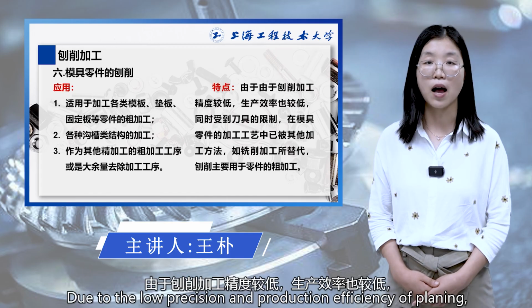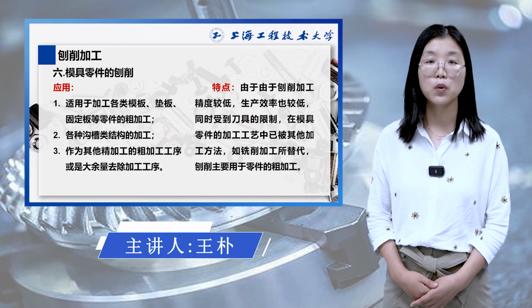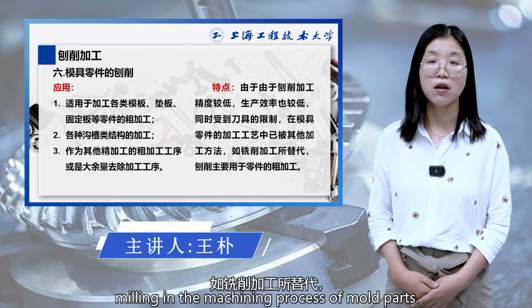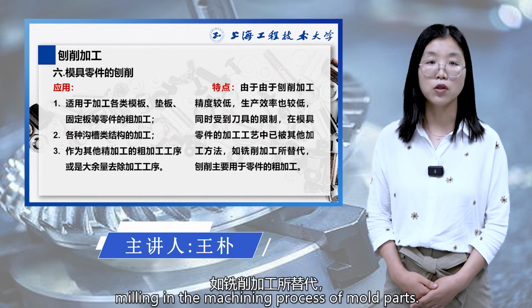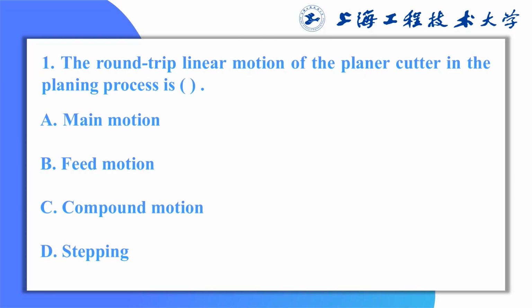Due to the low precision and production efficiency of planing, as well as the limitations of cutting tools, it has been replaced by other processing methods such as milling in the machining process of mold parts. Planing is mainly used for rough machining of parts.